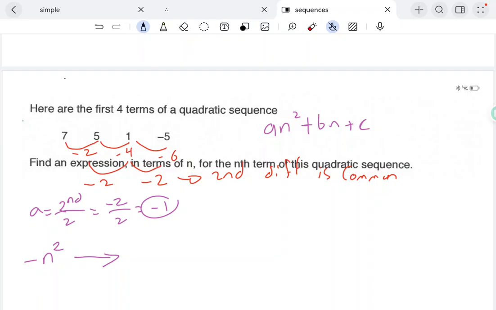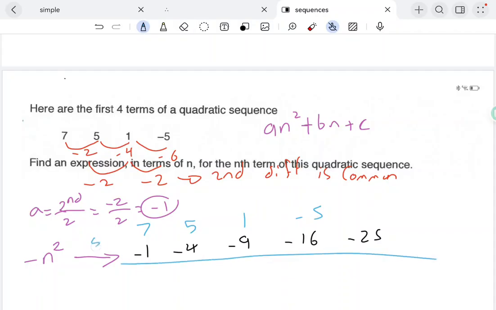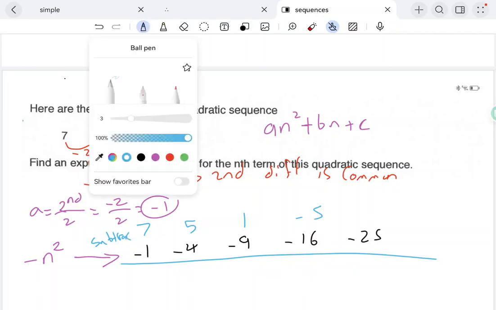If n is 1, it will be negative 1. If n is 2, it's going to be negative 4. If n is 3, it's going to be negative 9. If n is 4, it's going to be negative 16, negative 25. Okay, but my original sequence is not that. My original sequence is 7, 5, 1, negative 5. So subtract, to see if you will get a common difference or not.